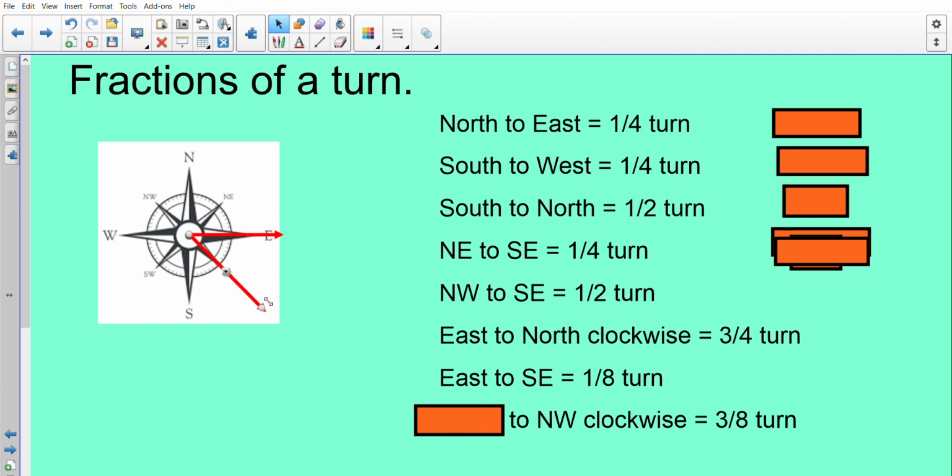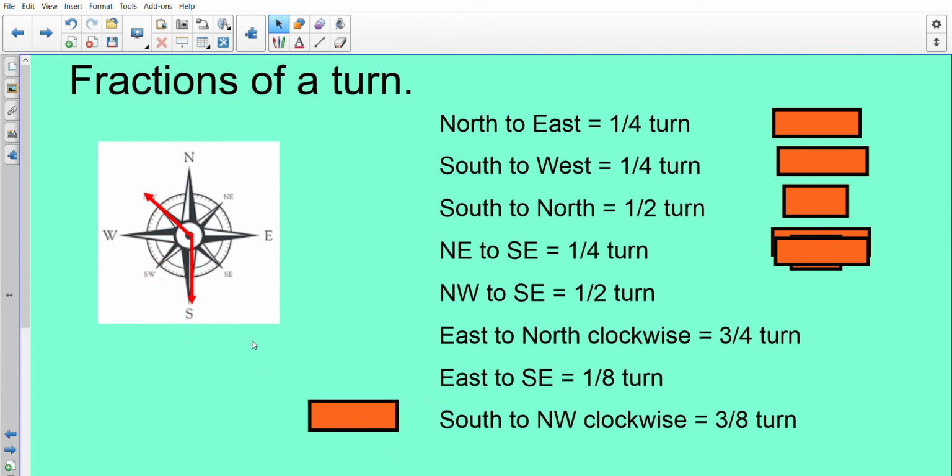So something turned from clockwise, so 1/8, 2/8, 3/8. So it would be south, wouldn't it? Okay, 1/8, 2/8, 3/8 turn clockwise. So quite a lot to take on board there. You might want to just skip back and go over that if you're finding that tricky.